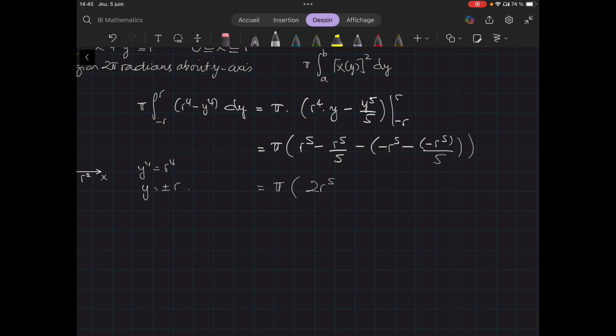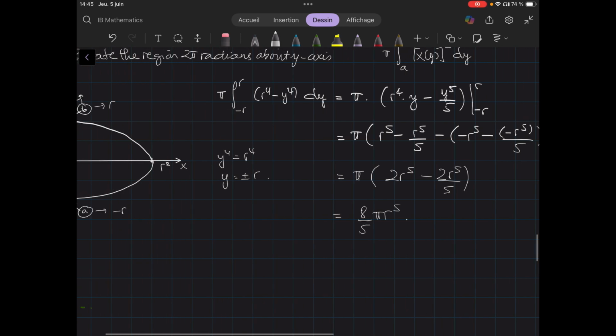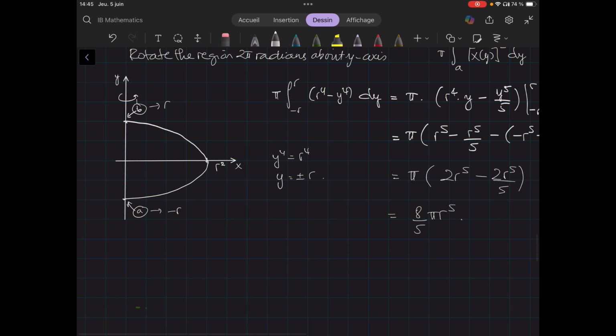There are too many minuses. Minus 2r to the 5 divided by 5. Or 8 over 5 pi r to the 5. End of question.